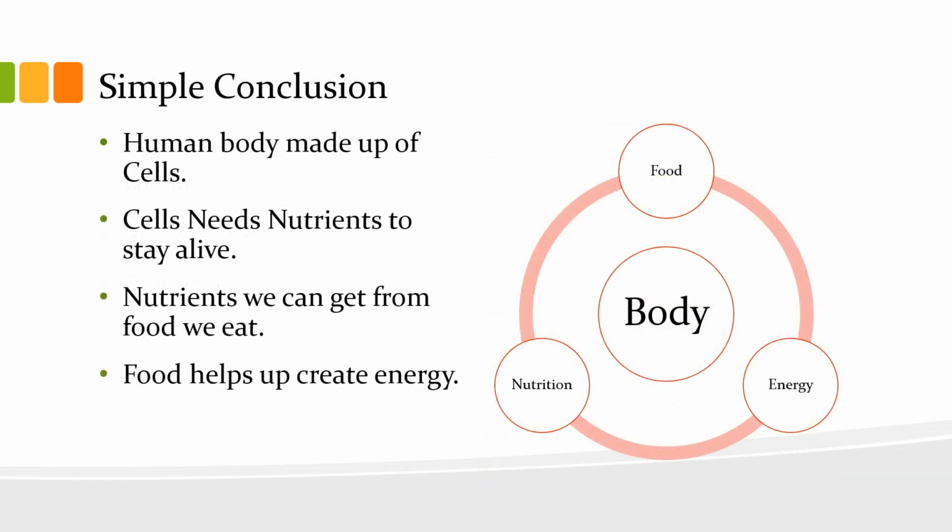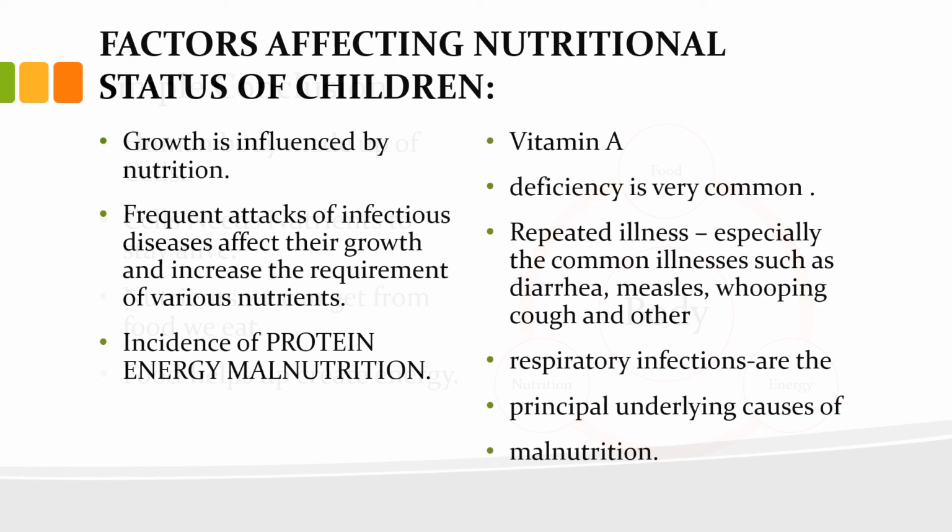So, a simple conclusion, whatever we have seen till now: our body is made up of cells. Cells need nutrients to stay alive. Nutrients we can get from the food we eat, and food helps us create energy. So you can see the cyclic thing: the body is made up of cells, cells need nutrition, nutrition we get from food, and from food we get energy. So it's a simple conclusion, whatever we have seen.